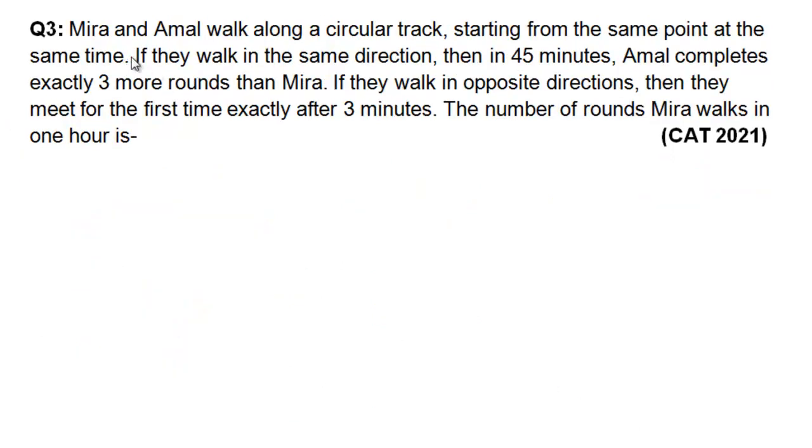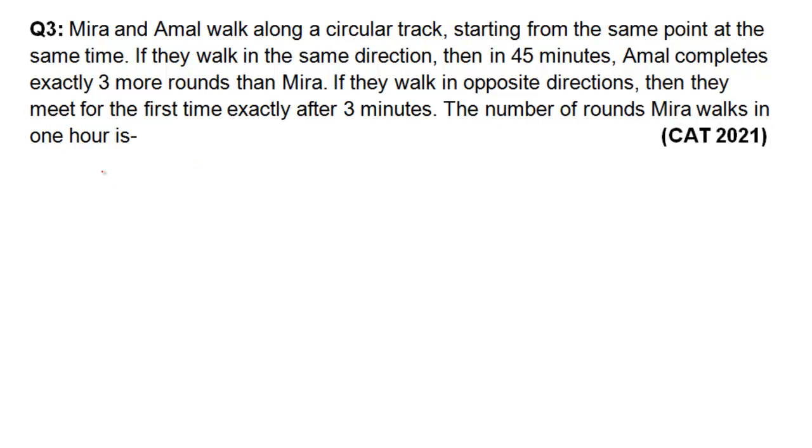Let's take the next question. Mira and Amal walk along a circular track starting from the same point at the same time. If they walk in the same direction, then in 45 minutes, Amal completes exactly 3 more rounds than Mira. If they walk in opposite directions, then they meet for the first time exactly after 3 minutes. Find the number of rounds Mira walks in 1 hour.